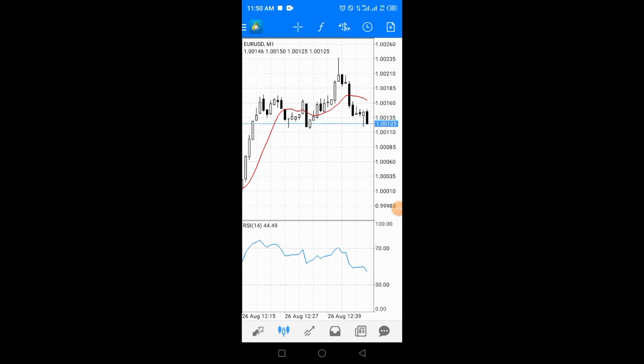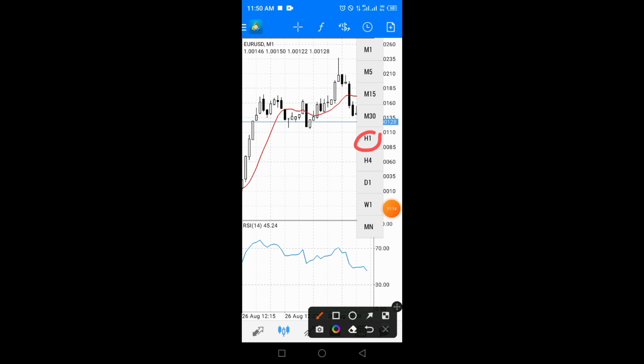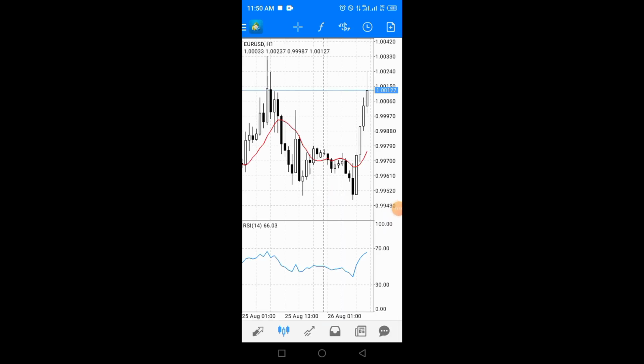And then once we put this thing on the 1 hour chart, let me go to 1 hour. Let's say we put it on H1. What this means is that for every 1 hour a candlestick is going to be formed.